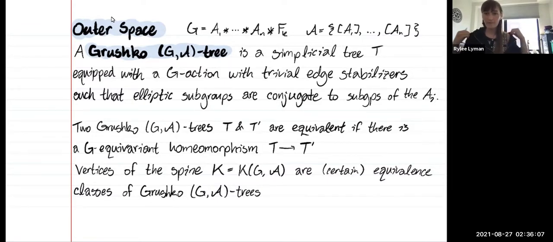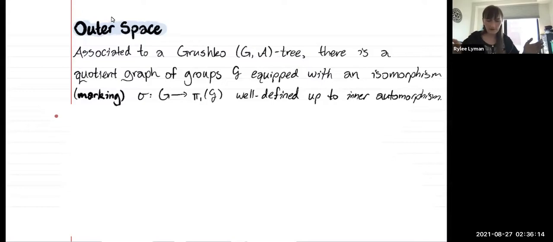Now we're going to talk about graphs of groups, and I'm going to be thinking about graphs of groups basically for the rest of the talk. So the idea is that associated to a Grushko G-A tree, there's a quotient graph of groups, G. If you've never seen graphs of groups before, I want to apologize because I won't be telling you in detail what they are. But really all it is is a gadget that keeps track of an action of a group on a tree. So you have a graph that's quite literally the quotient of the tree by the group action. And then there are some groups associated to it that keep track of the stabilizer information. And then there's a so-called fundamental group of the graph of groups, and that ends up just being the group G that you started with.